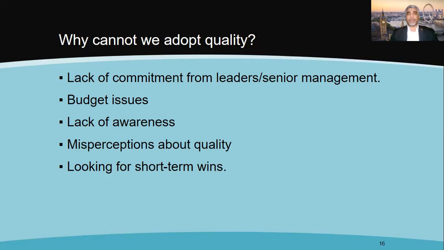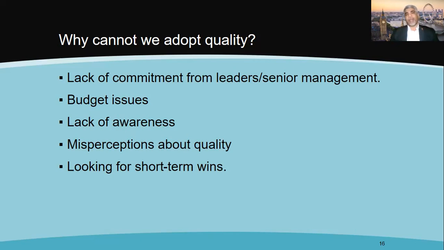Could be lack of commitment from leaders of the organization, the senior management. Could be budget issues, especially nowadays. Probably lack of awareness. People do not mind to do their best, but they need to know what to do. So they don't know how to implement this. Probably they had bad experience in the past about it, so they lost belief in this, or they don't trust these techniques. Also, there is a misperception about quality. Some managers think it's just these piles of papers and documentation and ticking the boxes.